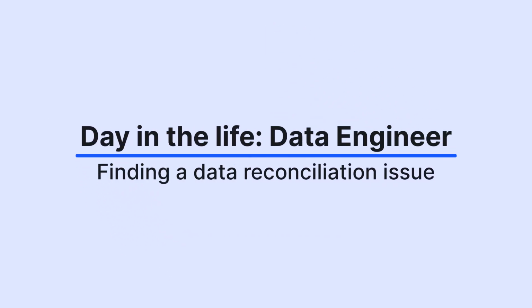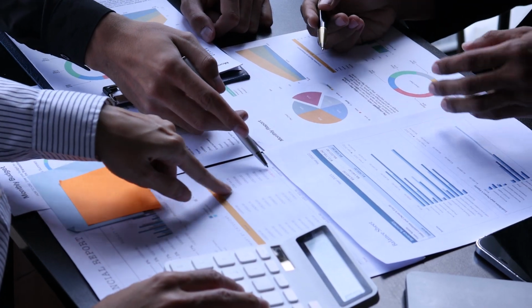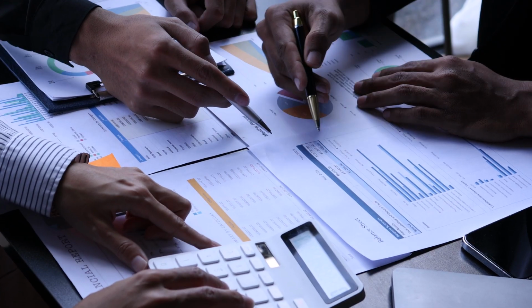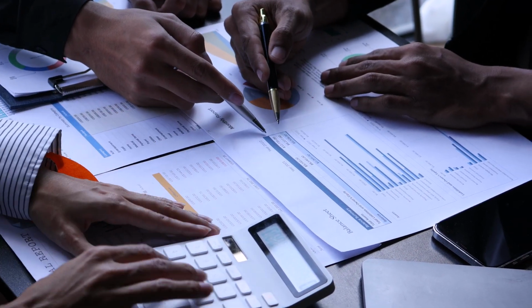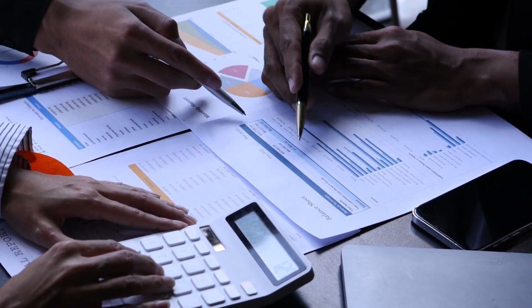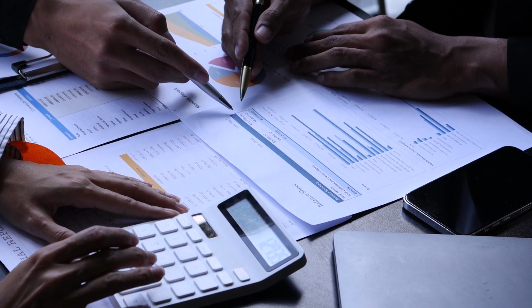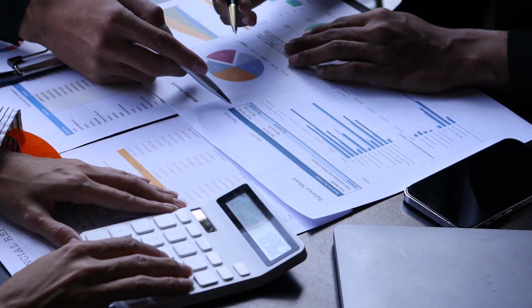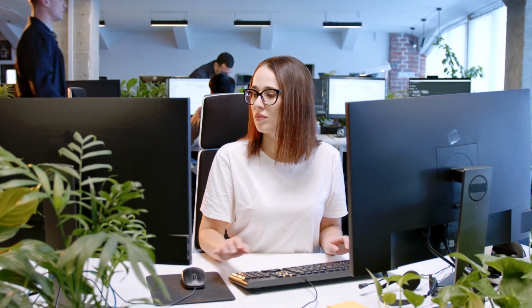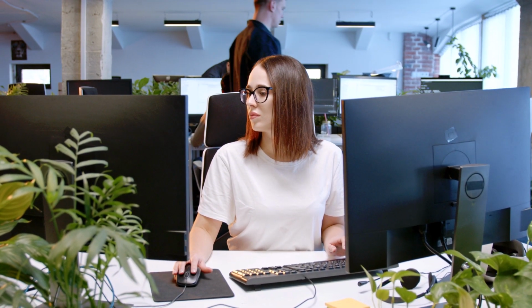Day in the life of a data engineer. Finding a data reconciliation issue. A business analyst is working on the weekly presentation update to executive staff and notices some unusual discrepancies in the report she is using. She needs to trust that the report is 100% correct. So, she opens an incident ticket with her data engineering team to investigate her business report.